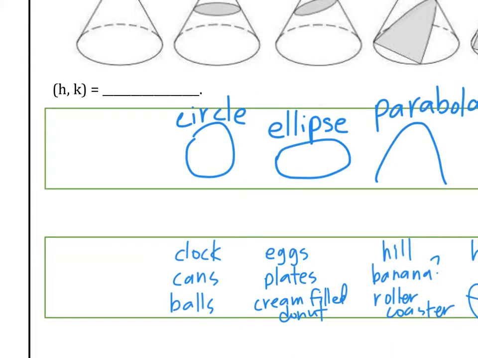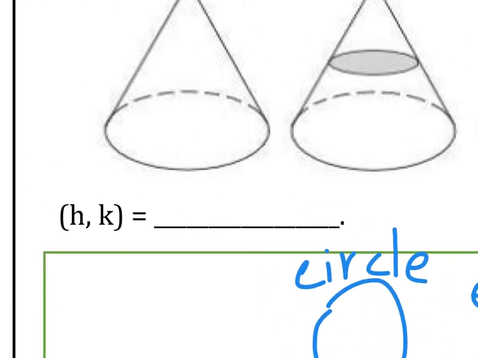Okay, so in every one of these equations, eventually we're going to learn the equations. They're all going to have h, k. h, k always represents the vertex or center, depending on what kind of shape we're looking at.